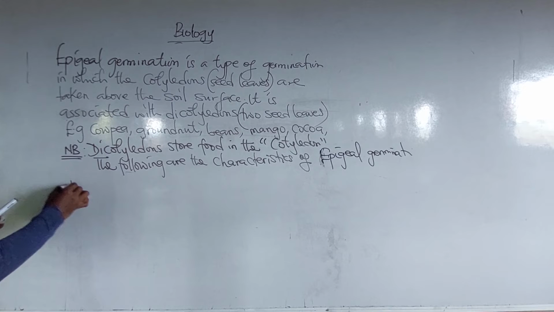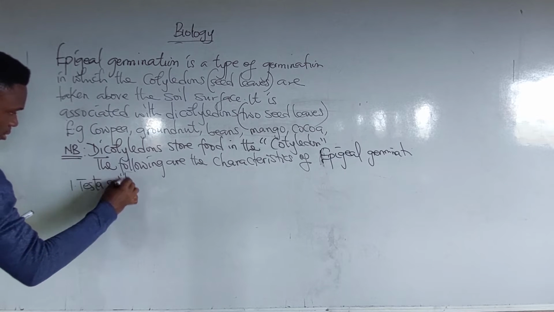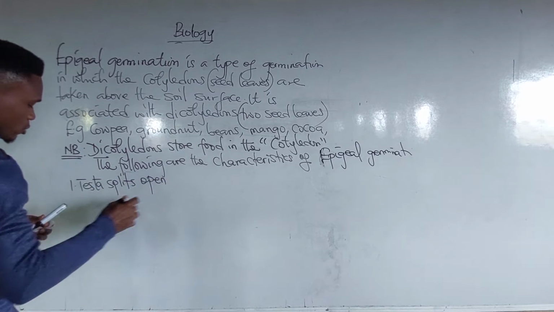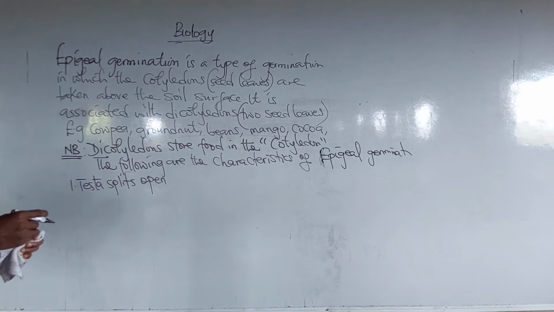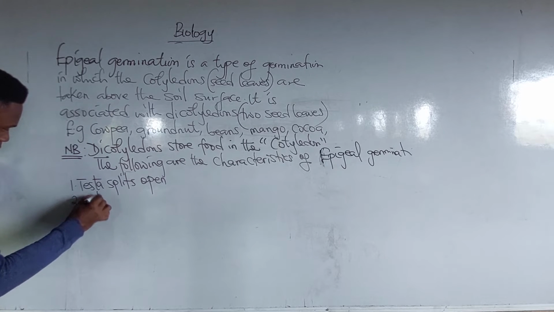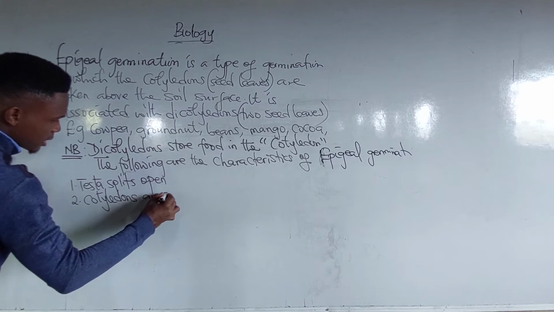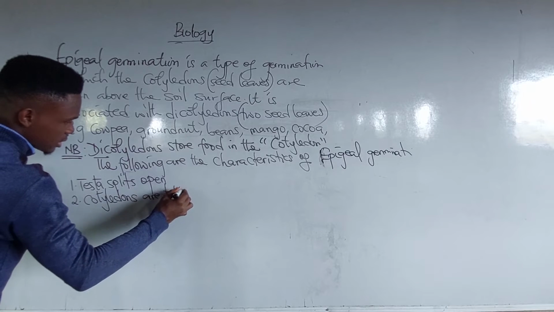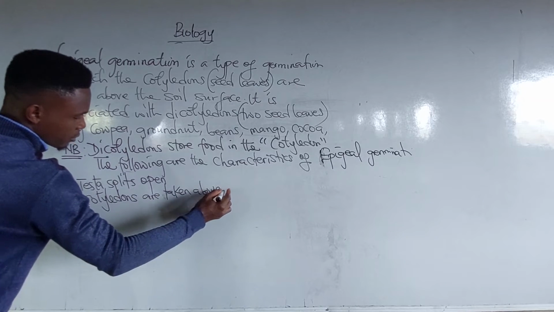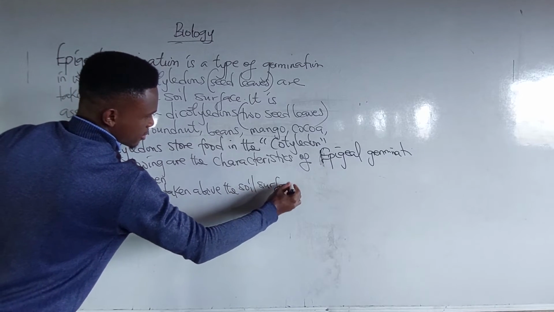Alright. Number one, the testa splits open. I told us in our previous class that the testa is the outermost covering that protects the seed, testa or seed coat. Number two, cotyledons are taken above the soil surface.